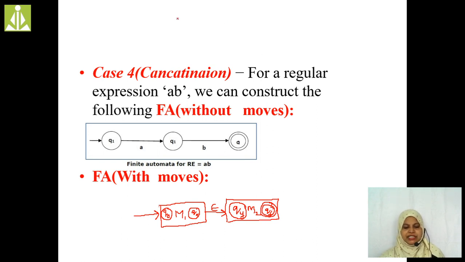Concatenation: a, b, that is ab, the concatenation of two strings. In that particular case, we take q naught, then a, then q2, then epsilon, then q3, then b, then qf. So this is the NFA with epsilon moves. For NFA without epsilon moves, directly we can take a, b, right?